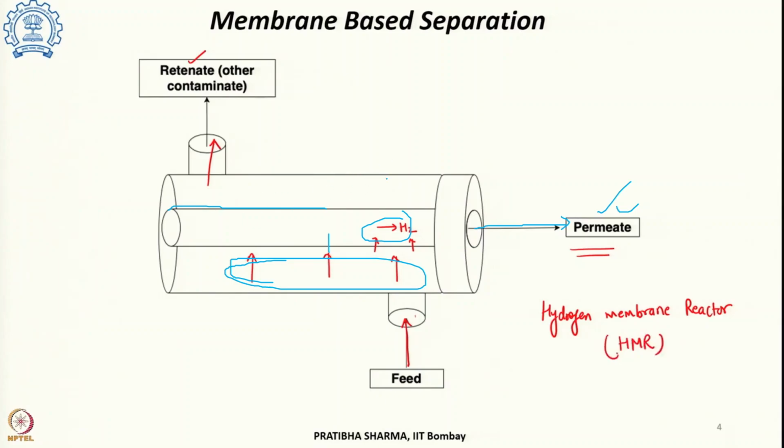There are two hollow cylinders. Okay, this is the concentric cylinder. This is permeated, and the other gases which are not permeated through the membrane will remain outside and will come out as contaminated gas. Okay, retentate. This term is very important. Retentate means that which is not going through the membrane. The remaining part is the retentate. Okay, this is the feed.